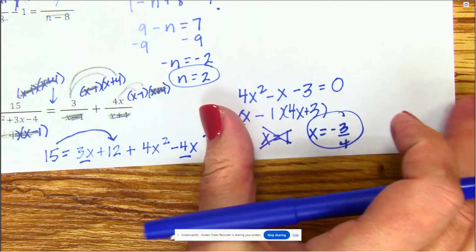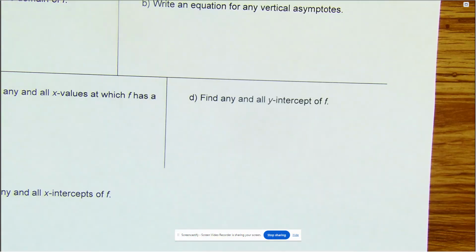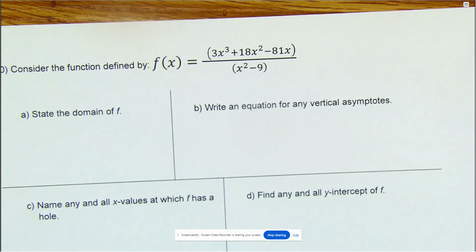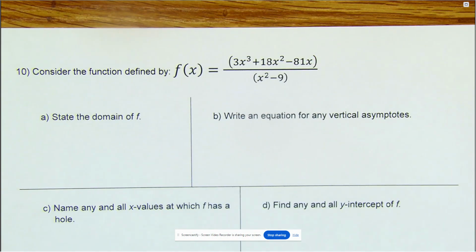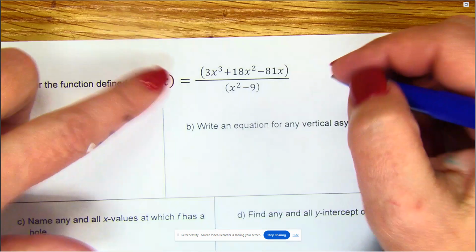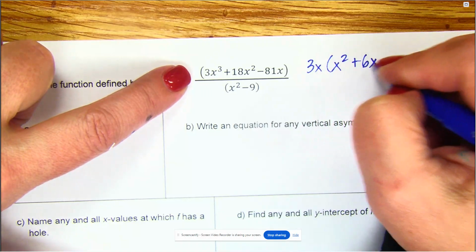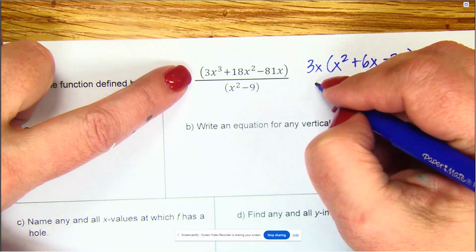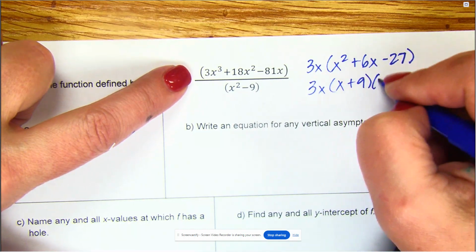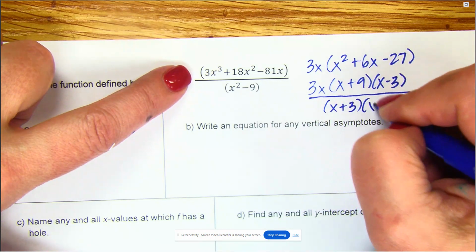Okay, last page. Nope, I'm a liar. Second to last page. So this one is a more complicated rational function, and now we're analyzing what it would look like, what features would emerge. We can figure those features out by factoring. So this is 3x times x squared plus 6x minus 27, which would then be 9 and 3. And then the bottom of this is x plus 3, x minus 3.